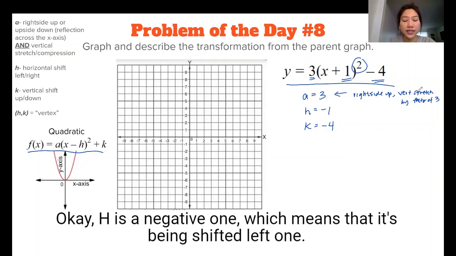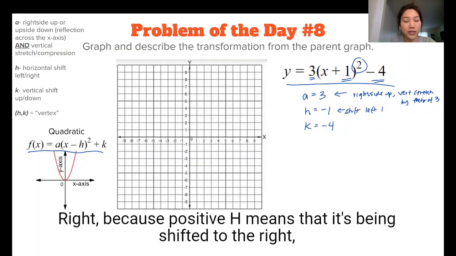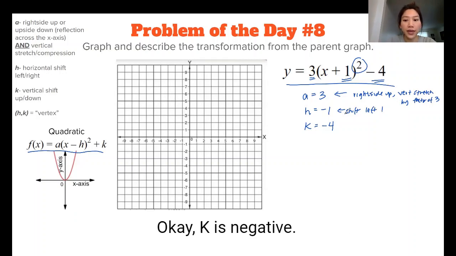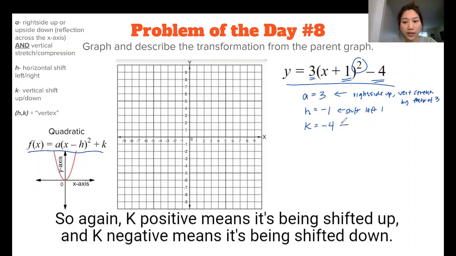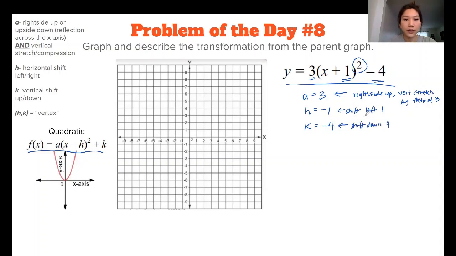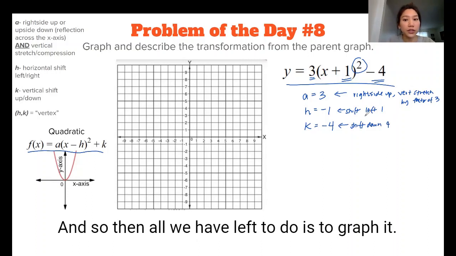Okay, H is a -1, which means that it's being shifted left 1, right? Because positive H means that it's being shifted to the right. Negative H means it's being shifted to the left. Okay, K is negative. So again, K positive means it's being shifted up, and K negative means it's being shifted down. So K is -4, it means that it's shifting down 4.